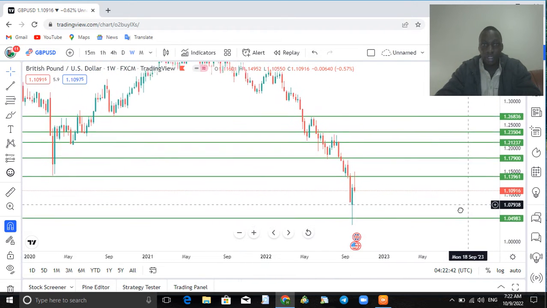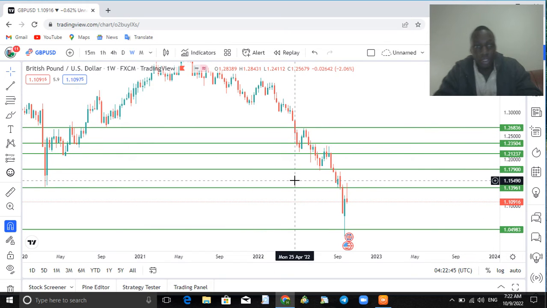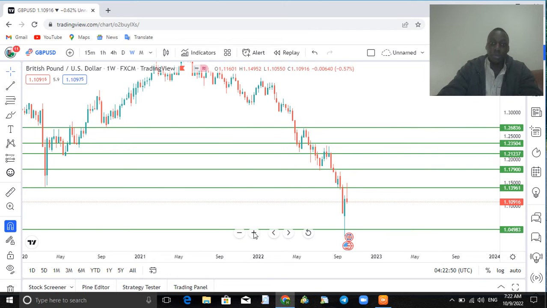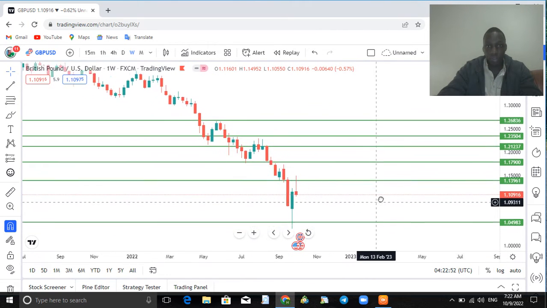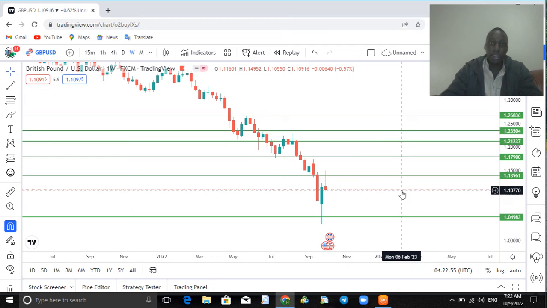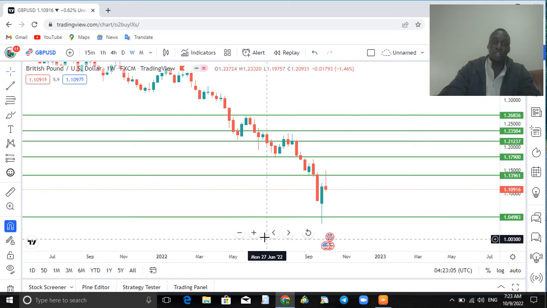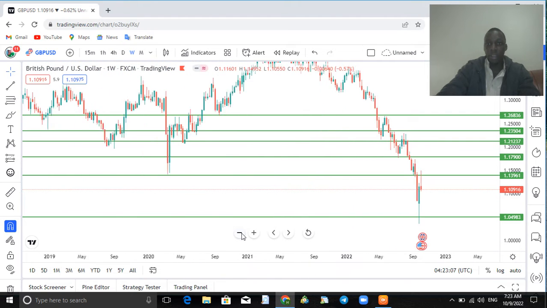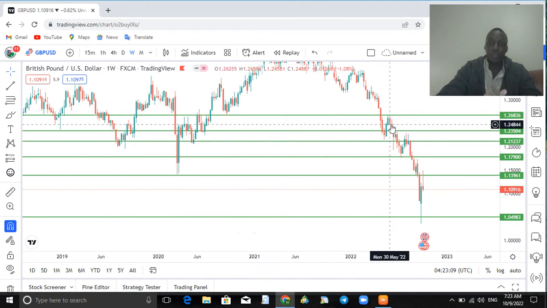Now without wasting time, I'm already in my higher time frame, which is the weekly time frame. I'm going to be breaking down this currency pair, which is GBPUSD. Now if you zoom out on GBPUSD, we can clearly see that we also had a little bit of a pullback last week, but currently we are still in a deep downtrend of GBPUSD. Now what are we going to do?